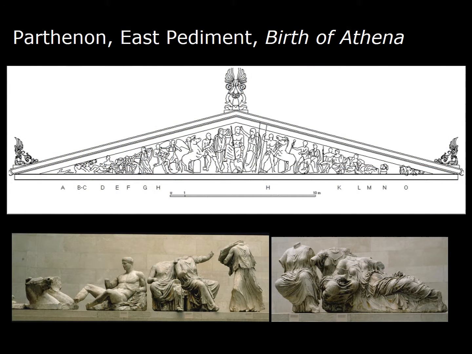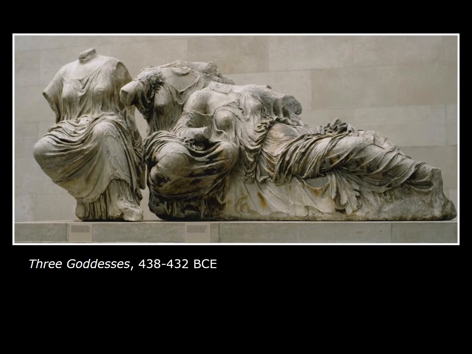In the east pediment, or that triangular form above the frieze above the capitals, on the east side we see the birth of Athena. Down below here is a drawing representing that particular pediment as it would have been in period. Down below you can see some of the figures that are now in the British Museum that were carved off of the pediment and carted away to England. Close-up of the three goddesses.